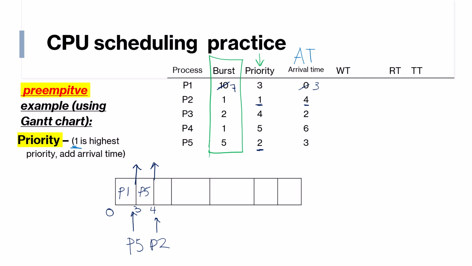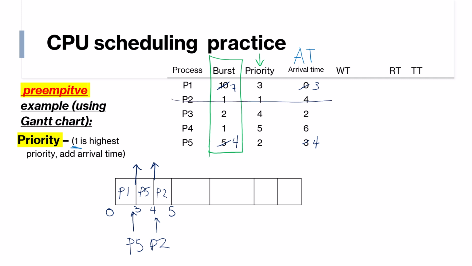When P5 gets kicked off, it's going to have 4 time units of CPU burst left, and it's going to have a new arrival time of 4. Now P2 is the highest priority, and nothing will kick P2 off, so P2 is going to get the CPU until time 5, and then P2 will be done.